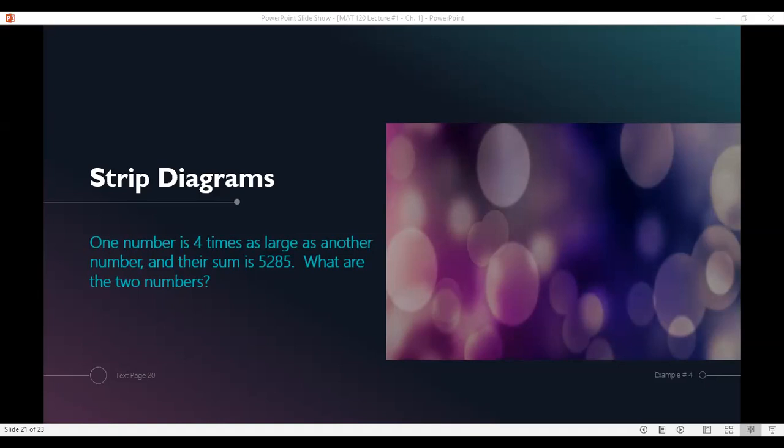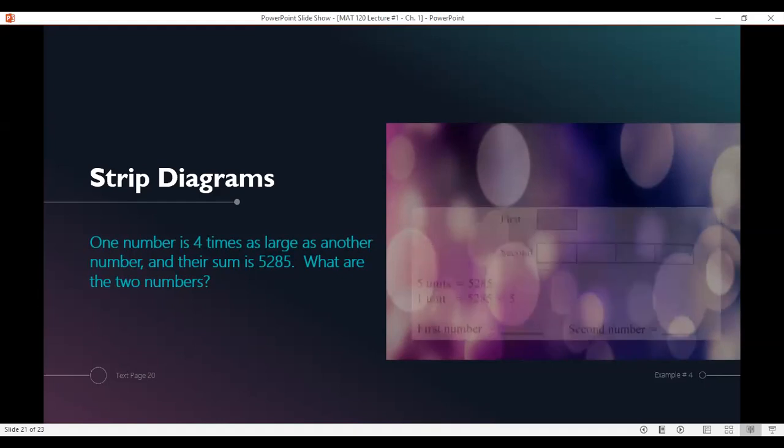One number is 4 times as large as the other number is, and their sum is 5285. What are the two numbers? So instead of it being two girls that have a difference between them, it's two numbers that also have a difference between them, but it's not a difference, it's a multiplicative comparison where one of them is 4 times as large as the other. It'll look something like this.